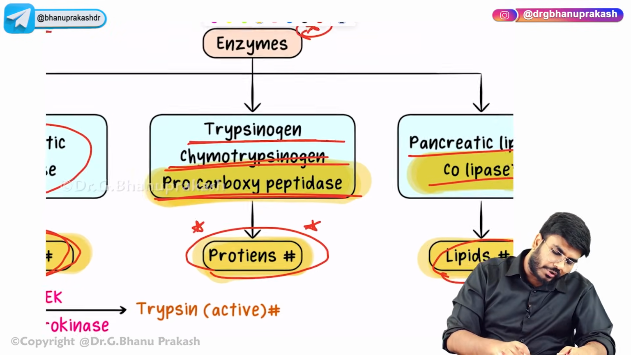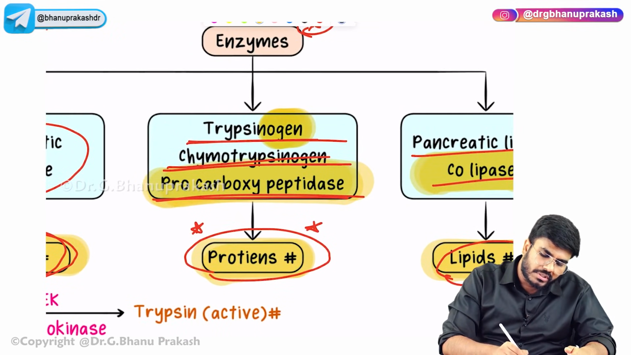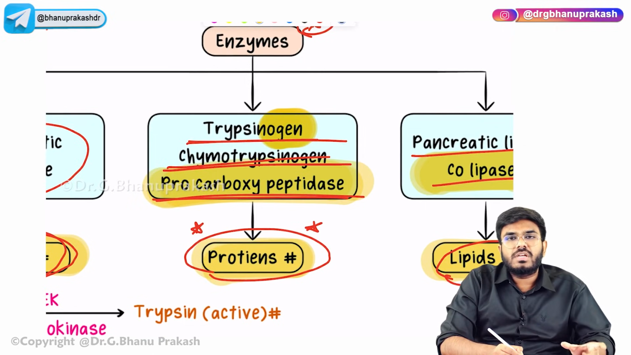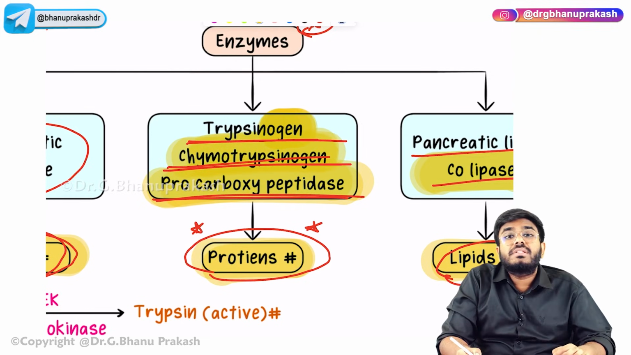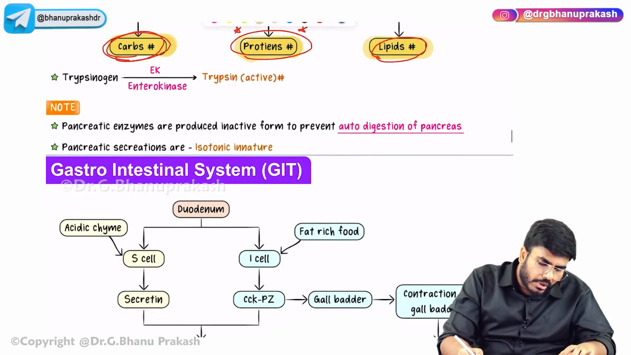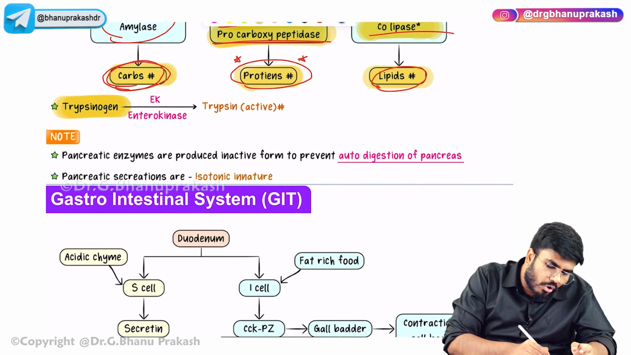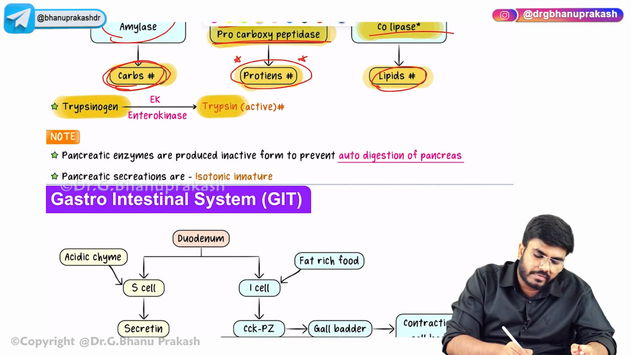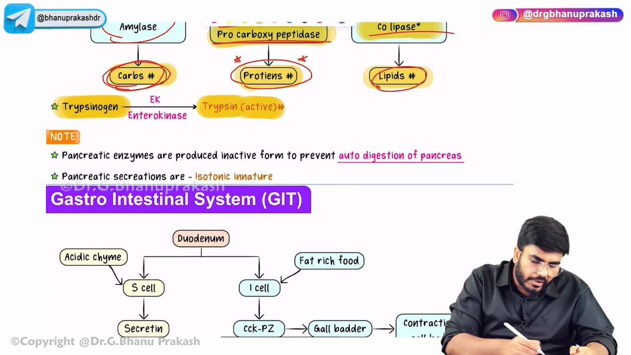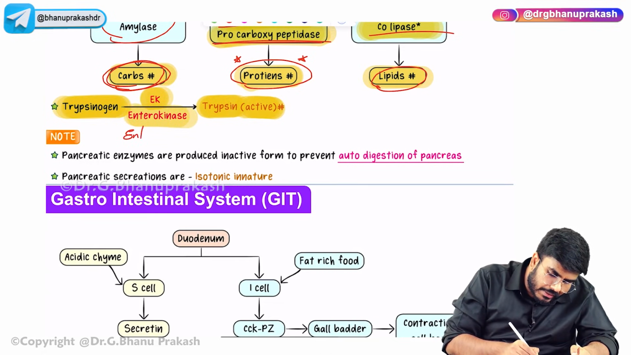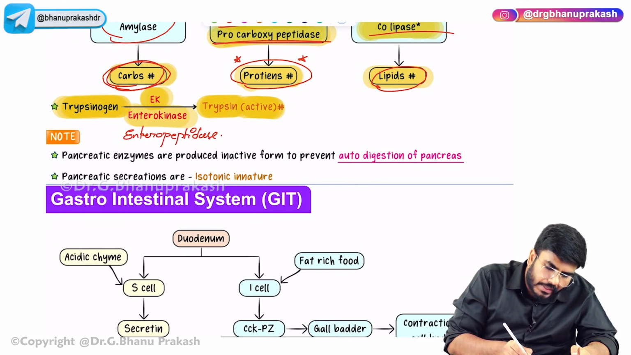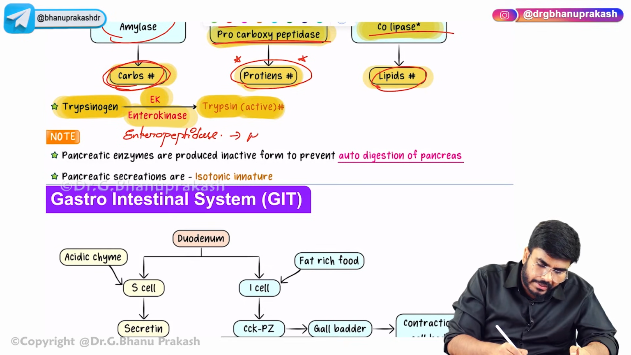Now the point I want you to know is, look here, chymotrypsinogen. The suffix ogen means inactive. These are zymogens, inactive enzymes. So chymotrypsinogen and trypsinogen are inactive. What you need to do is convert trypsinogen into trypsin, the active form. Who will do that job for you? Enterokinase. Instead of enterokinase, they may use the word enteropeptidase.